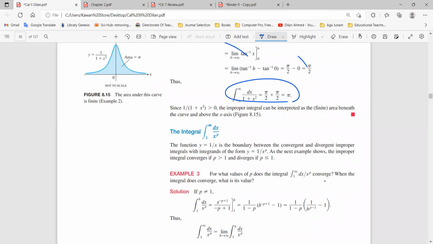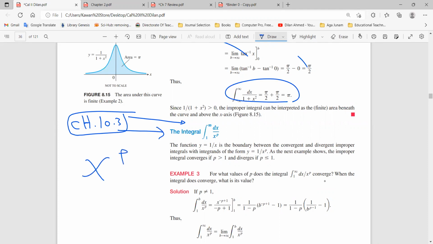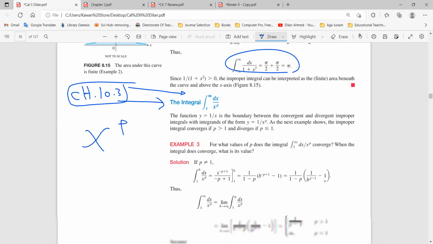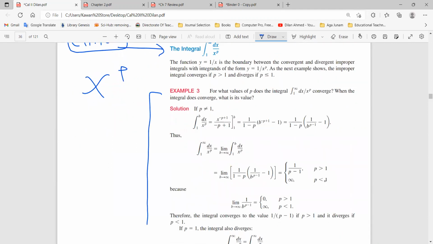So this example is 100% copy pasted from chapter 10, I think section 3. We use that idea here. I'm going to clarify for you here. In there, we don't mention it. This example is called the p-integral, and the example is very, very general.